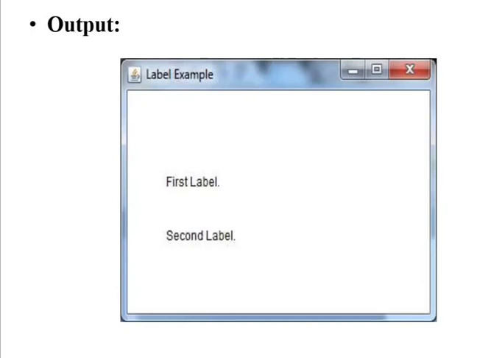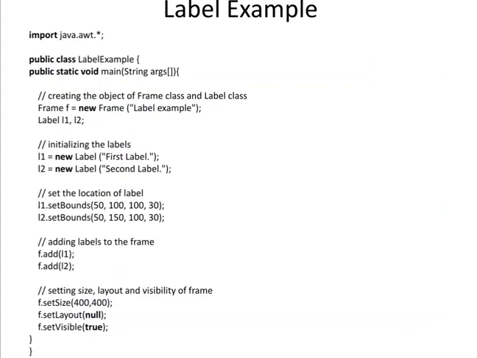Adding the labels into the frame, we add l1 and l2 in the frame. Then setting the size, the layout and the visibility of the frame, that is, f.setSize(400, 400), f.setLayout(null), and f.setVisible(true). Then we get the output in the frame consisting of the two labels, that is, the first label and second label. This is the example of Label.